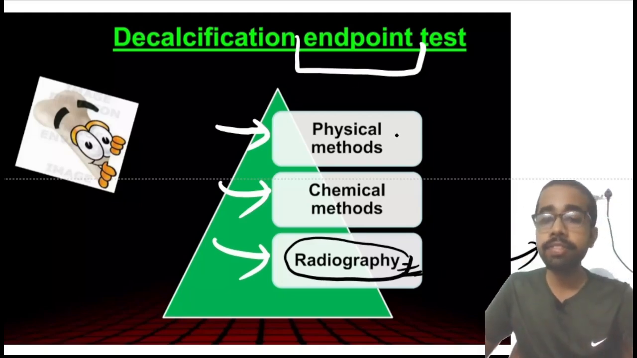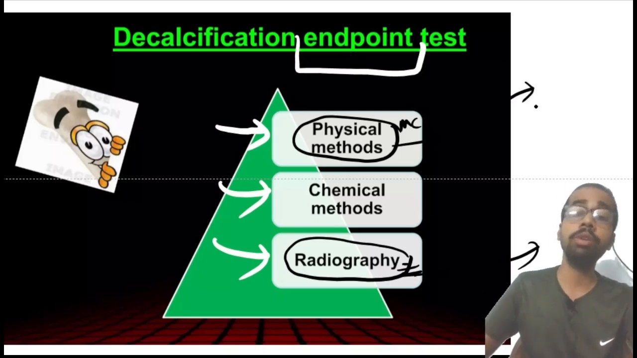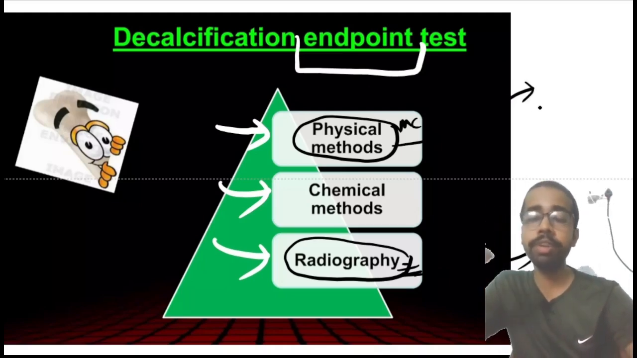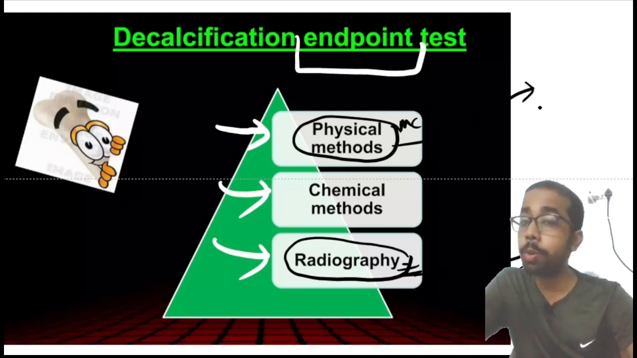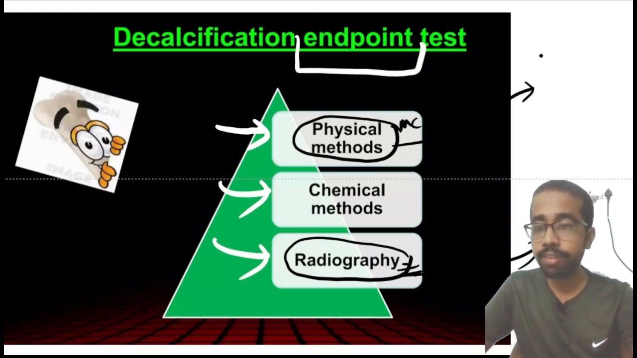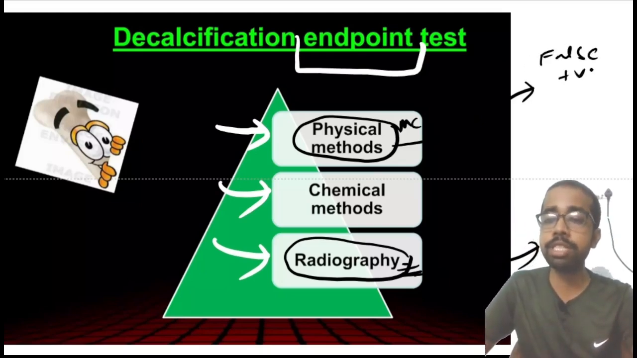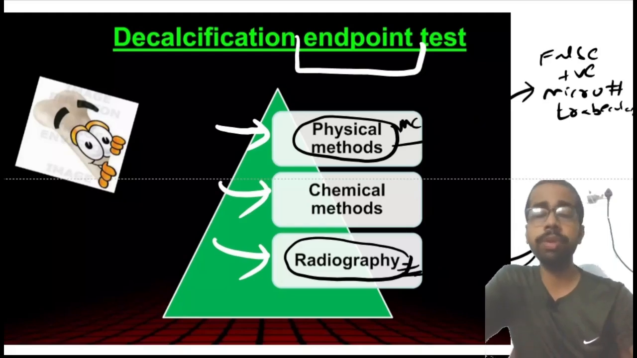Regarding the physical method, this is the most commonly used. How do you do that? Of course, it sounds crude, but we take a pin and poke the tissue, and we see if any hardness is there or not. But the drawback, of course, is that it can create false positive microfractures.